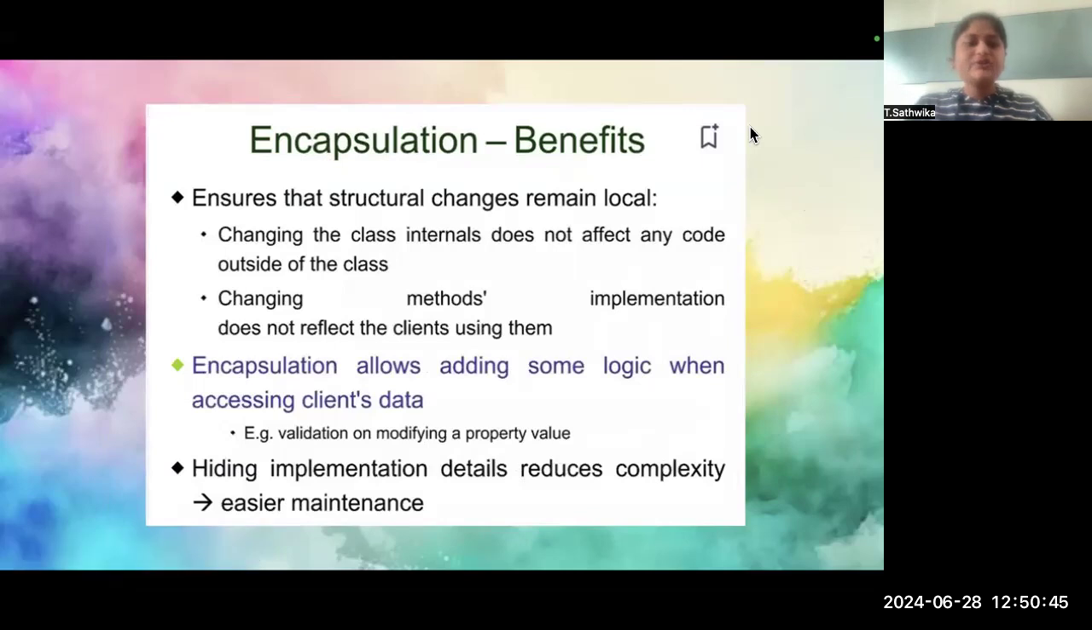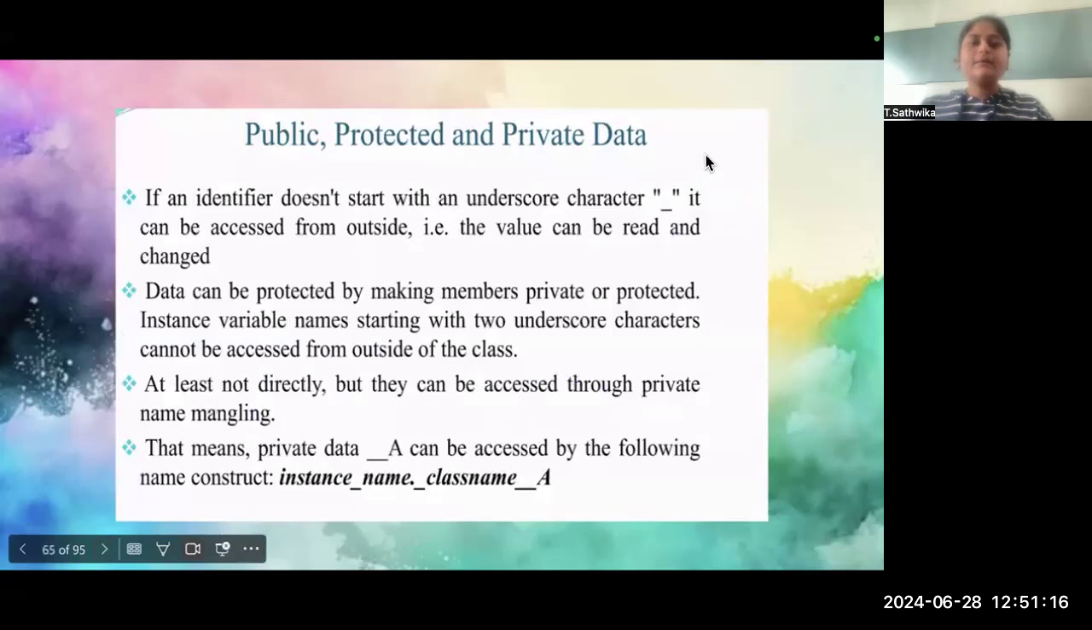Now, encapsulation ensures that structural changes remain local. Changing the class internals does not affect any code inside or outside the class, and changing a method's implementation does not affect the clients using it. Encapsulation allows adding some logic when accessing a client's data, let's say validation on modifying a property value. It hides the implementation details, which reduces the complexity and makes maintenance easier.